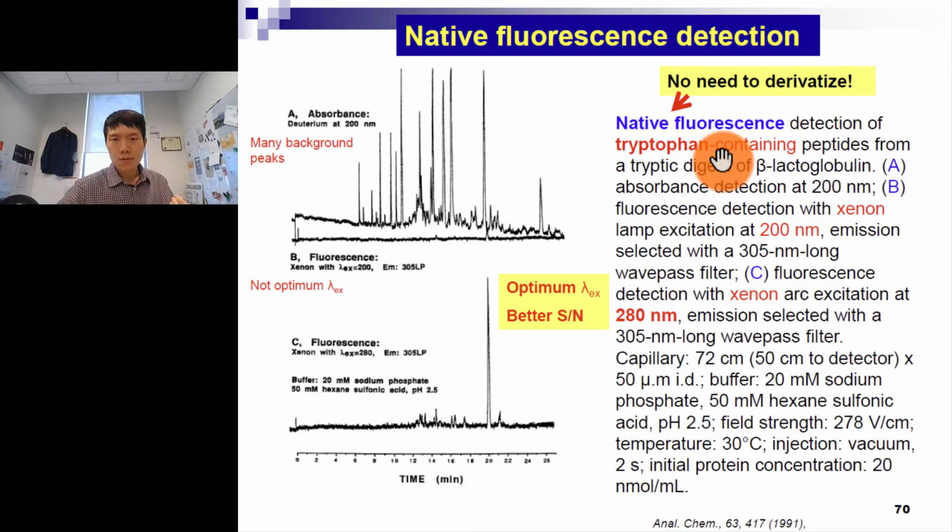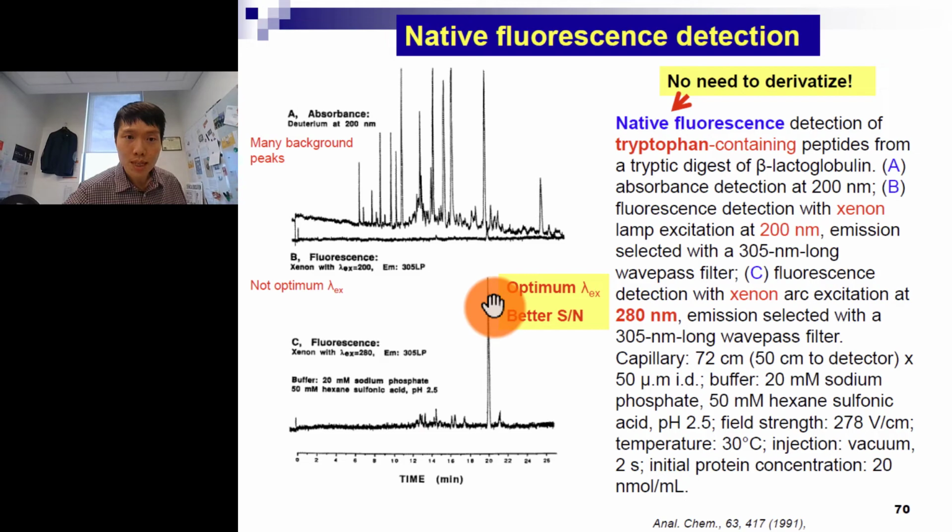Here we have different conditions. What are they? You see for A, it is about using 200 nanometer. B is with a xenon lamp, excitation is 200 nm. So same wavelength but with xenon, an inert gas. What happens there? For A, there are many signals, background signals. But for B, now with xenon, I see only one signal. Noise is reduced.